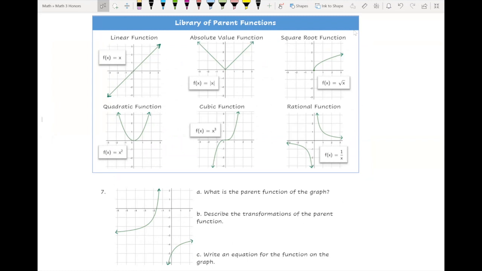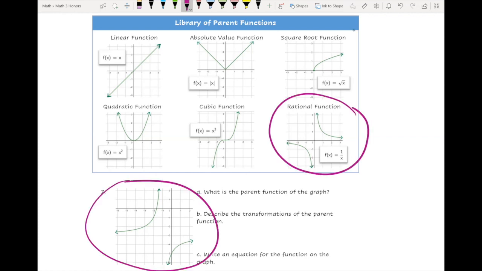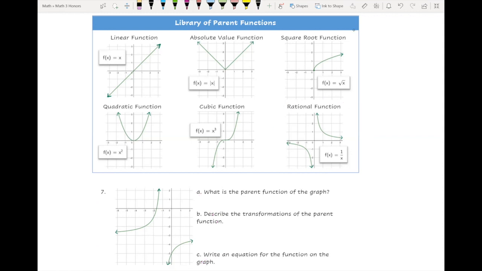On number 7 here, we have to figure out what the parent function is of this graph. There's a library of parent functions up here at the top. I think number 7 probably looks closest to a rational function. In fact, it is a rational function, but we still have to figure out what changed on that parent function. So the parent function is f of x equals 1 over x.